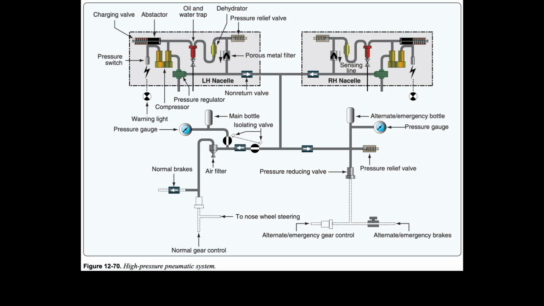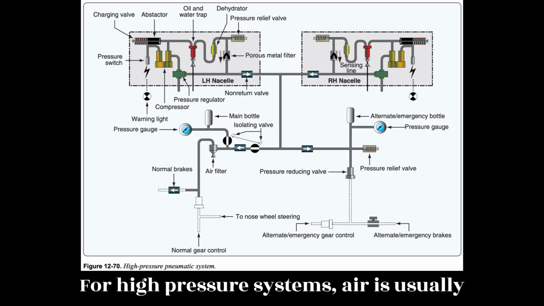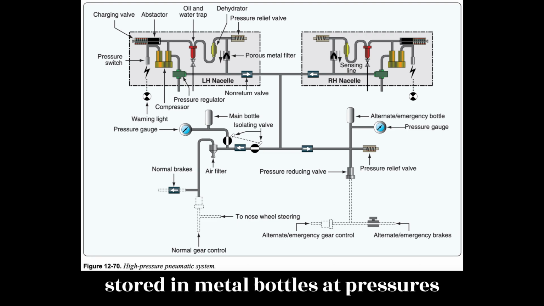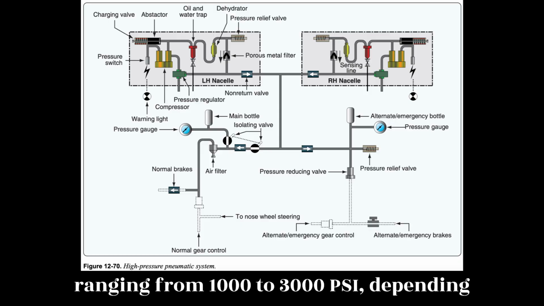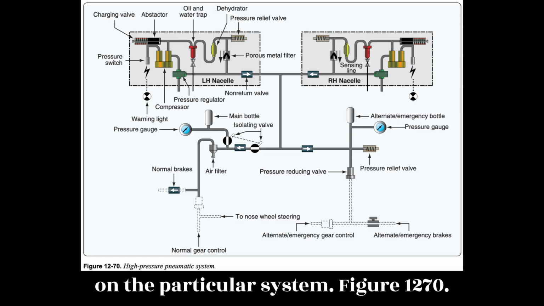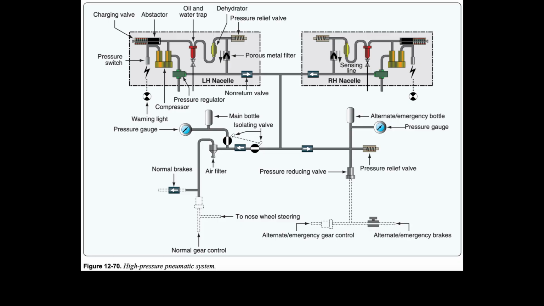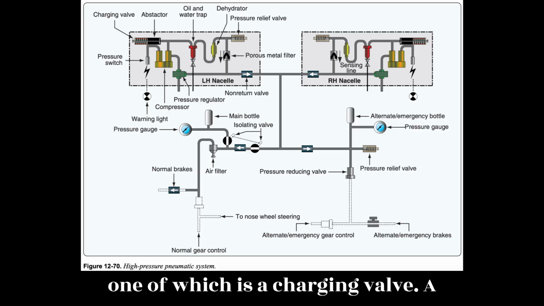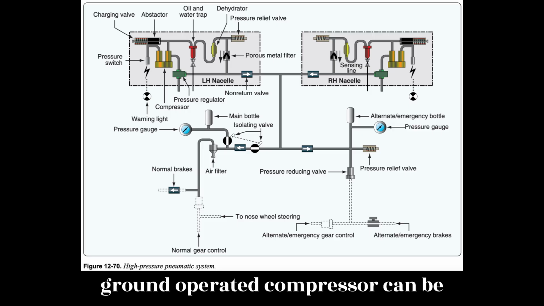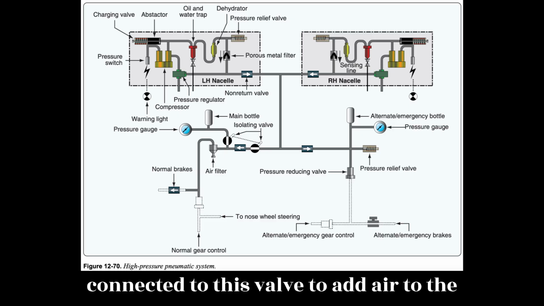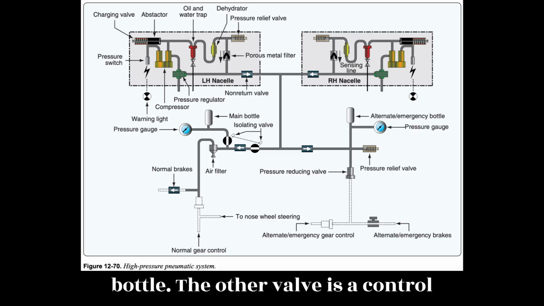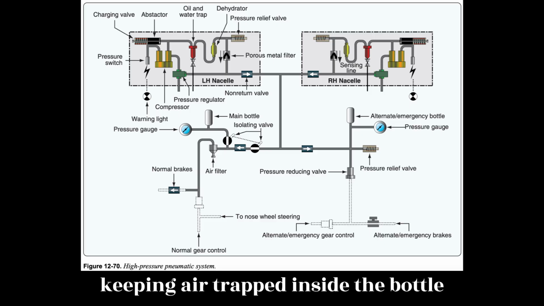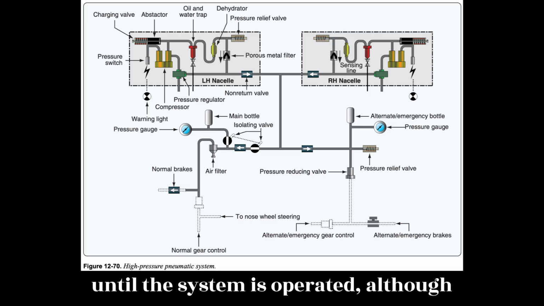High-pressure systems. For high-pressure systems, air is usually stored in metal bottles at pressures ranging from 1000 to 3000 psi, depending on the particular system. Figure 12.70. This type of air bottle has two valves, one of which is a charging valve. A ground-operated compressor can be connected to this valve to add air to the bottle. The other valve is a control valve.